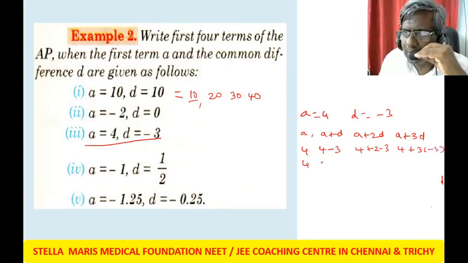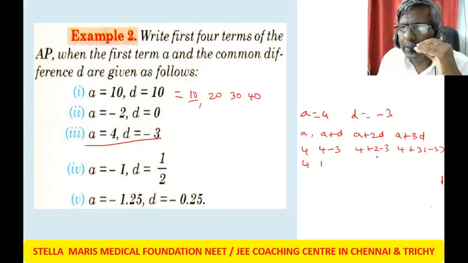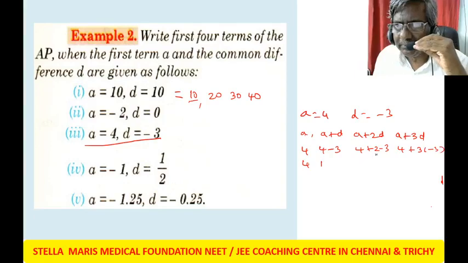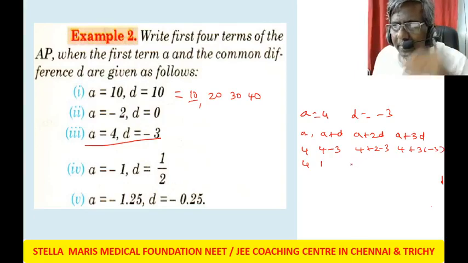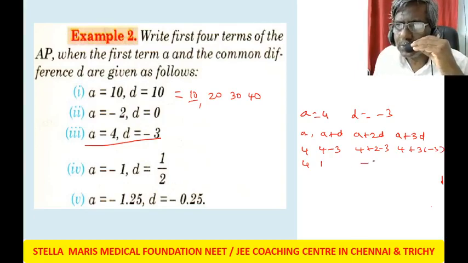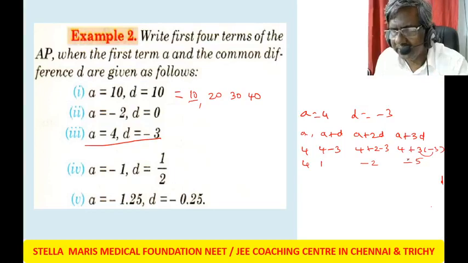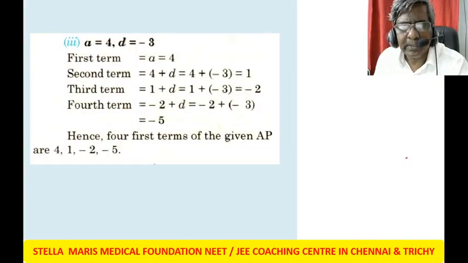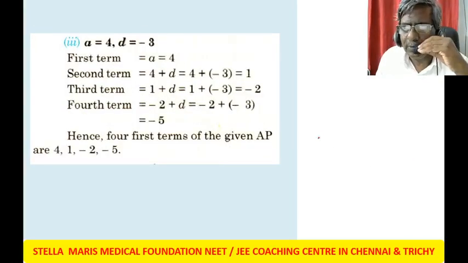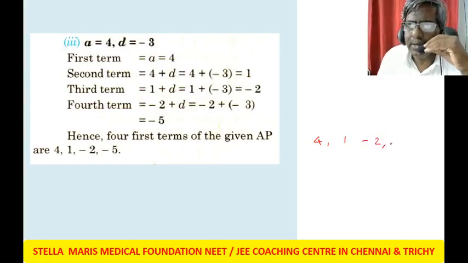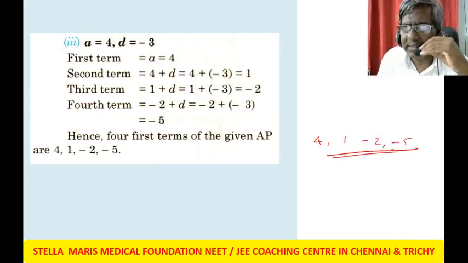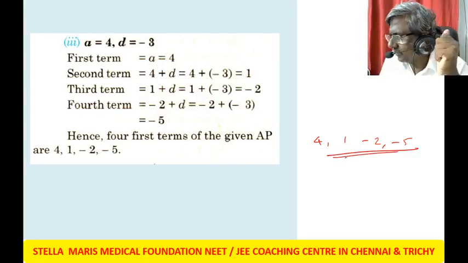4 minus 3 is 1. 4, 2 into minus 6, so it will be minus 2. Then minus 5. 9 minus 9 plus 4. The answer will be 4, 1, minus 2 and minus 5. These are the first 4 terms.